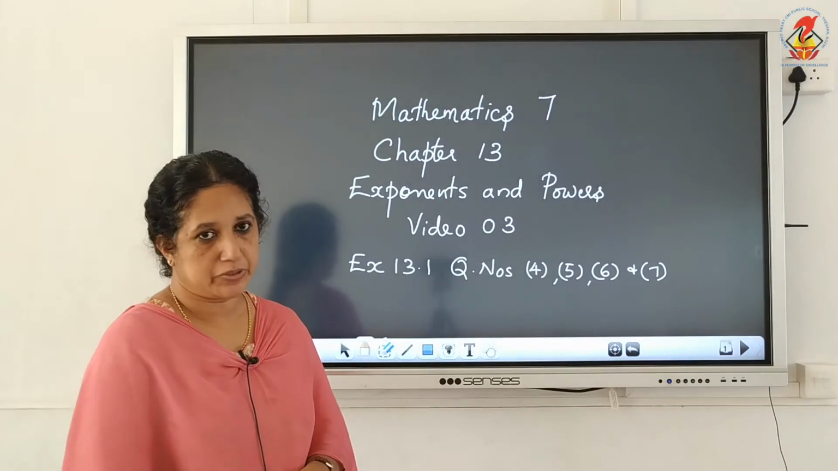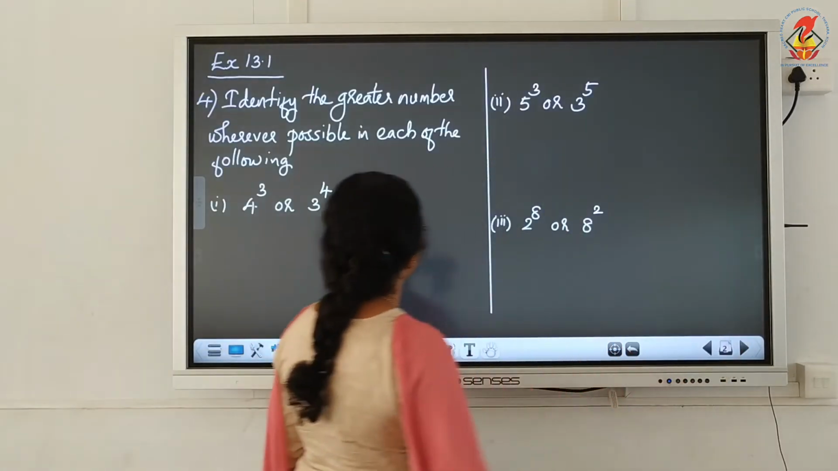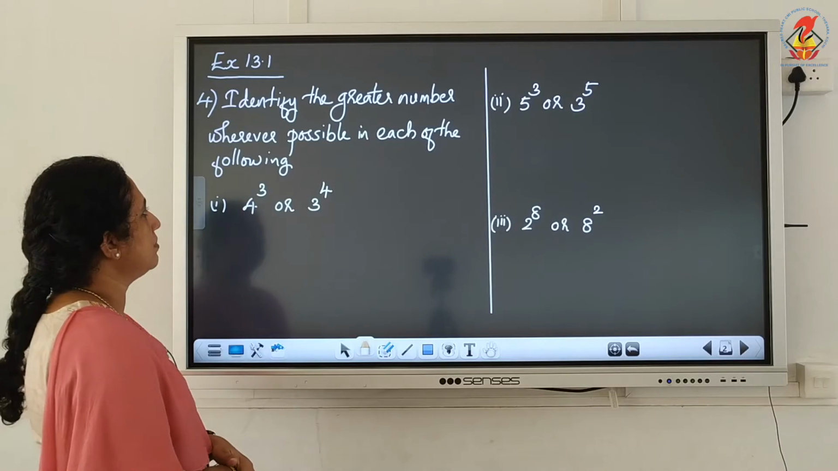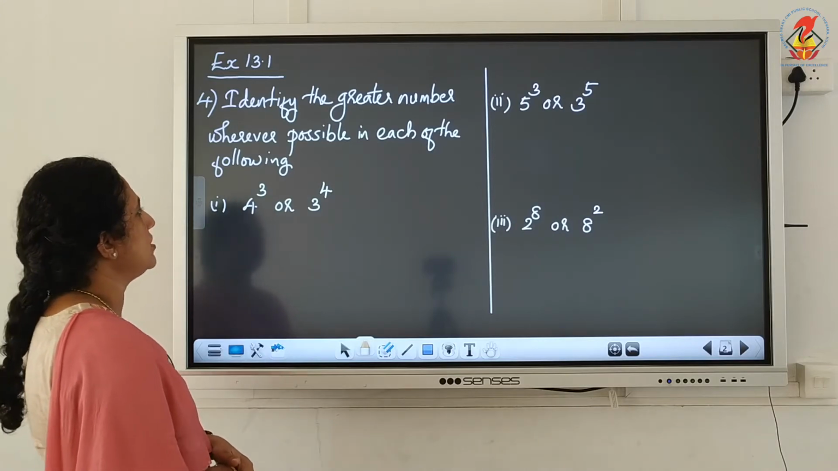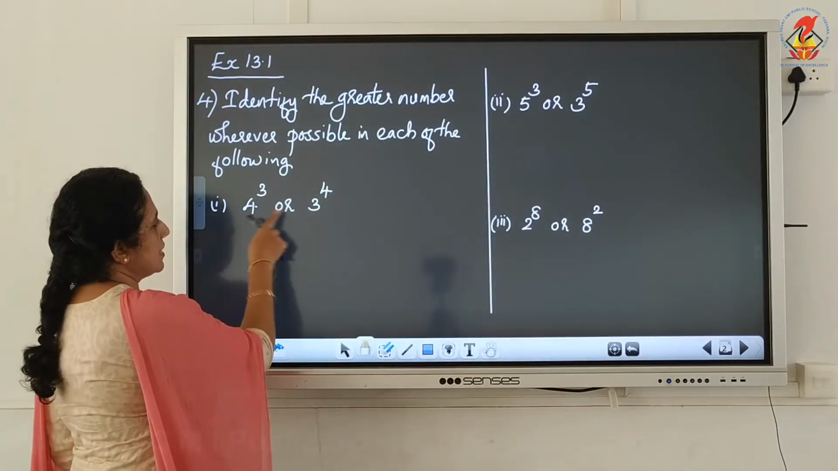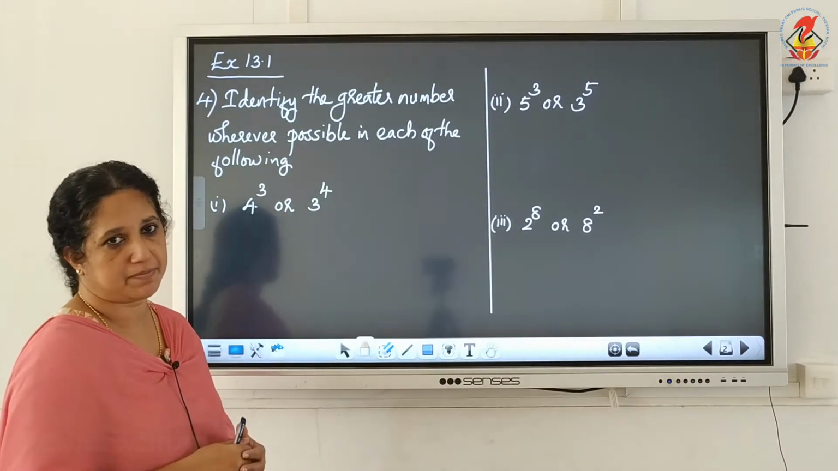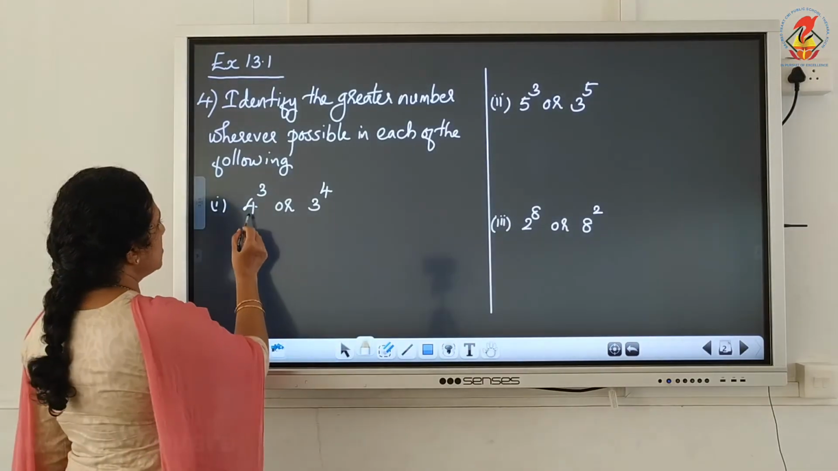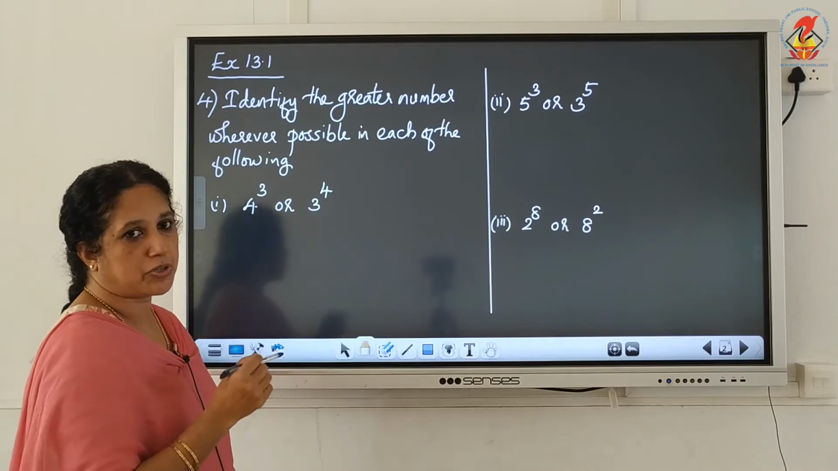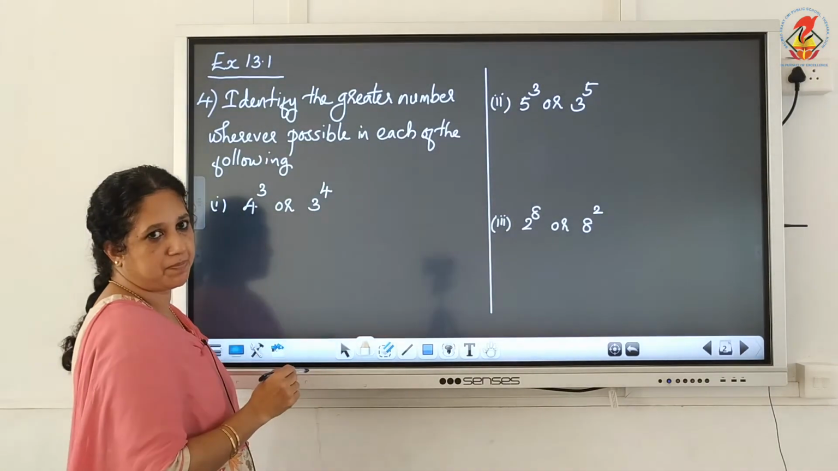Now we continue with exercise 13.1. Fourth question, identify the greater number wherever possible in each of the following. Now the exponential forms are given. You have to find out which one is greater. Then first one, 4 raised to the power 3 or 3 raised to the power 4.